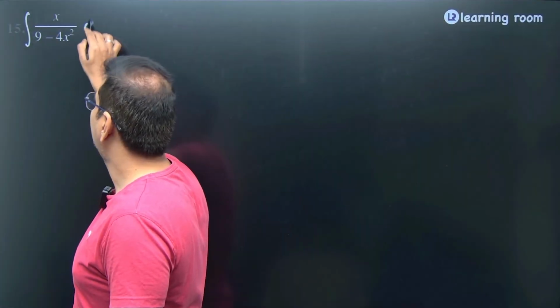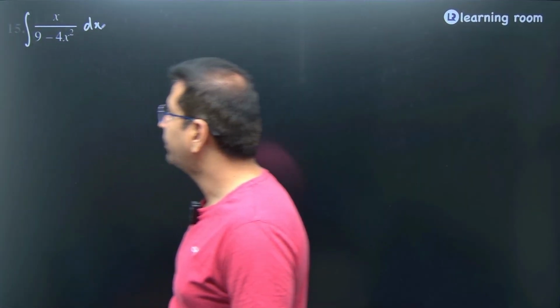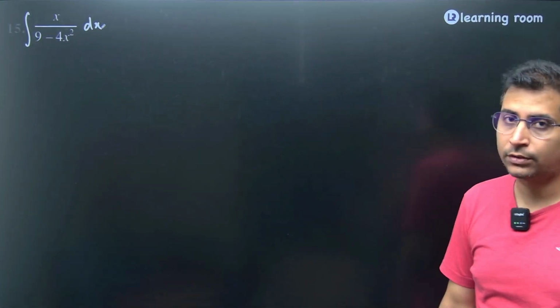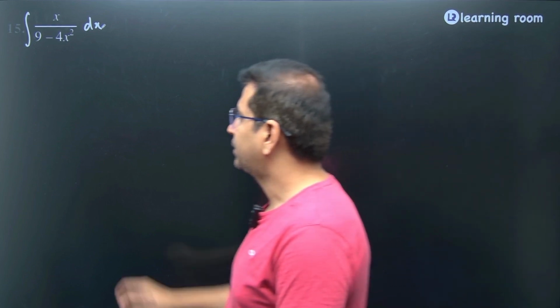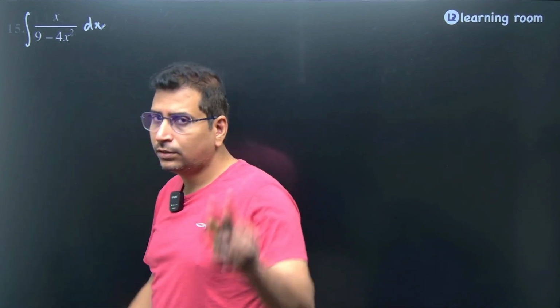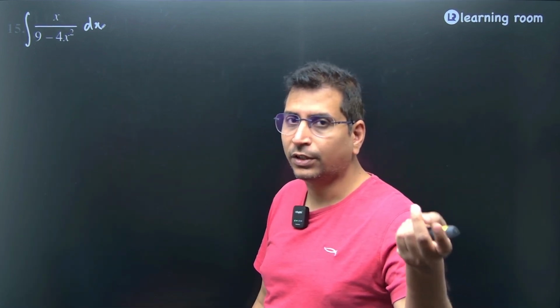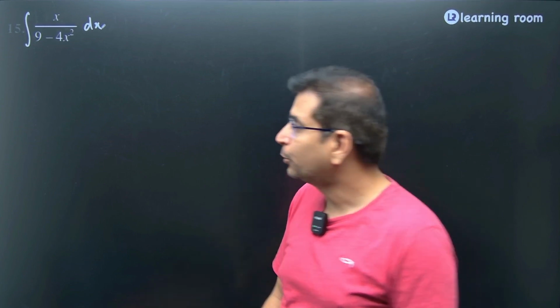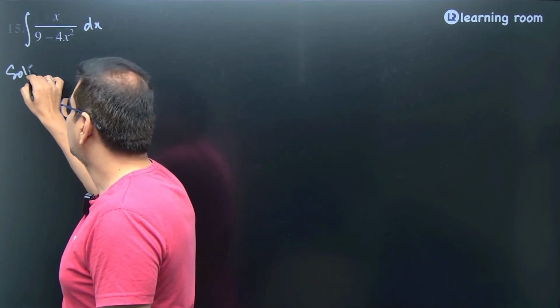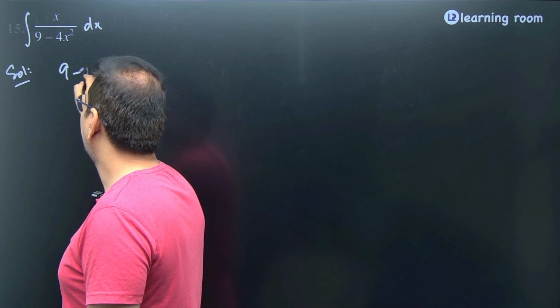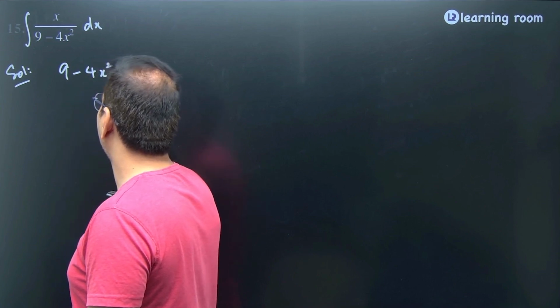The 15th question is the integral of x divided by 9 minus 4x square times dx. This logic I have already shared, right? The denominator is second degree and the numerator is first degree. Obviously, the denominator has to be substituted as t. So, the solution is: 9 minus 4x square should be taken as t.